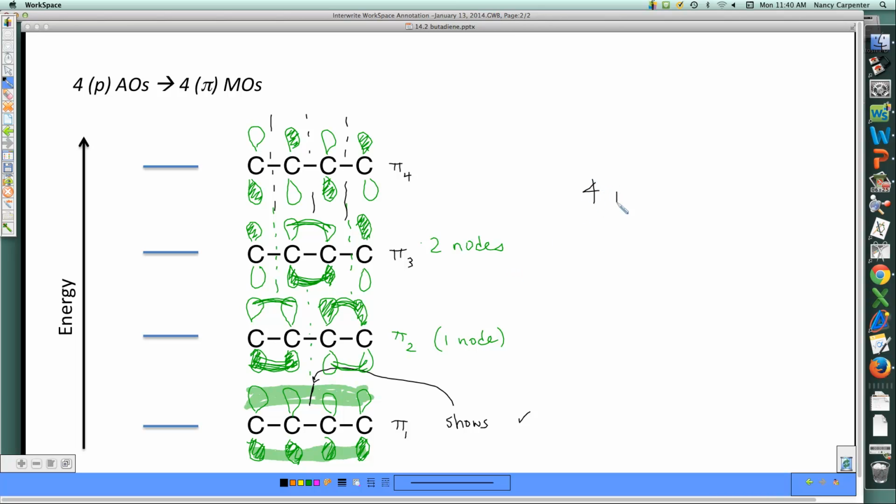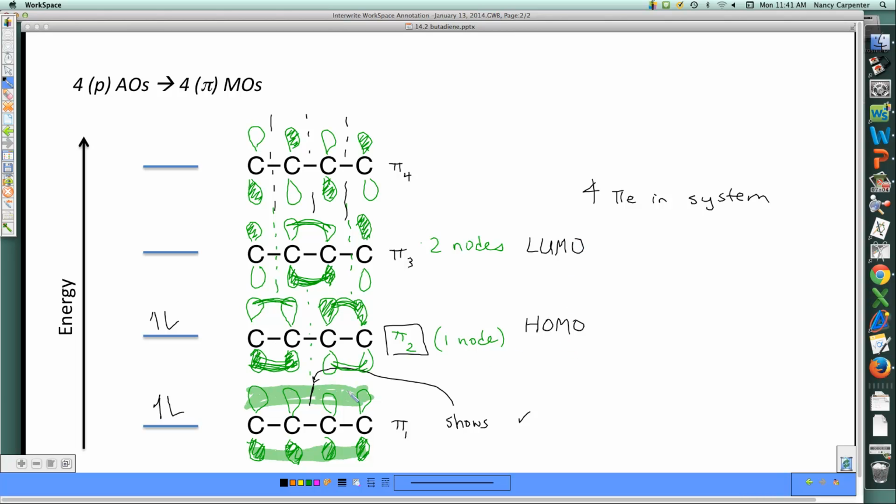We have 4 pi electrons in the pi system. So we fill them lowest energy, next lowest energy. So this is what our molecular orbital diagram looks like for butadiene. This is the occupied molecular orbital that is highest in energy, our HOMO, psi 2. And this is the unoccupied molecular orbital that is lowest in energy, our LUMO.